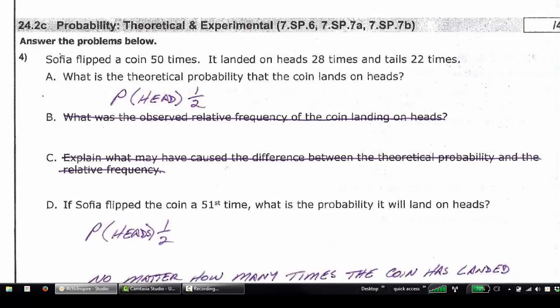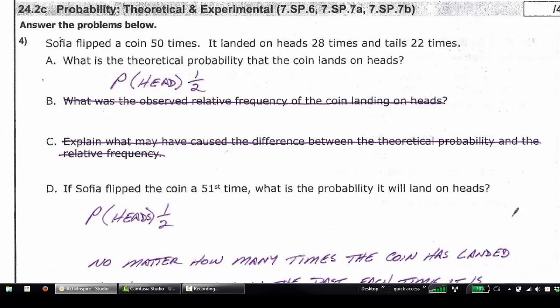On to the last. Sonia's flipping a coin. Now in this one, if you answered B and C, we have not discussed this idea of relative frequency, so I asked you to cross those off. When you answer A, what's the theoretical probability that a coin lands on heads? Well, the probability of heads is always 1 out of 2, just like the probability of tails is 1 out of 2. And if you add those together, you'd get 1 whole. So the answer to A, heads, 1 out of 2.